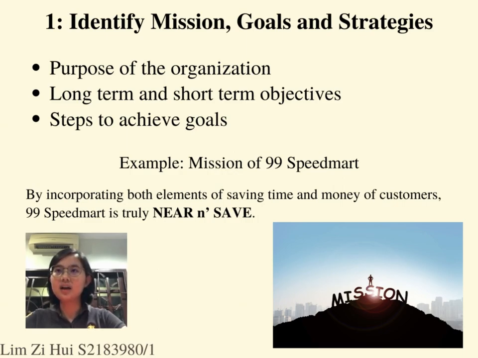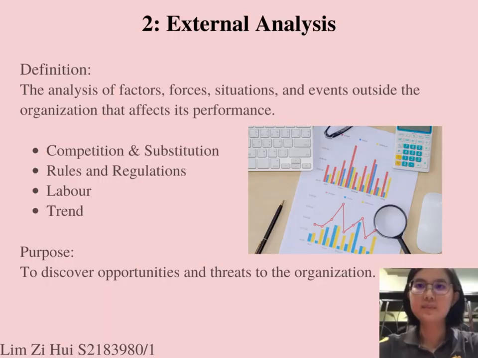Therefore, Speed 99 located themselves near the neighborhood centers or housing areas and have more than 2,000 outlets, so you can find them anywhere and everywhere if you need them. Besides, Speed 99 achieved the optimum economies of scale to lower their price of the product.